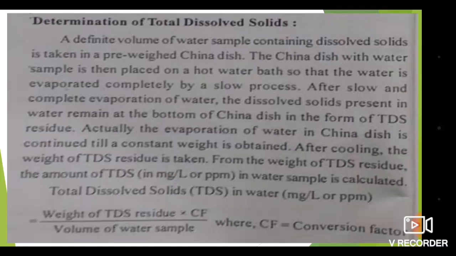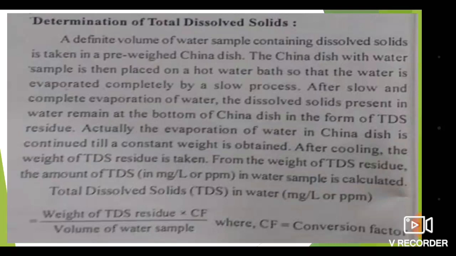So how to determine total dissolved solids? It is a simple method. Take a water sample in which we are going to measure the total dissolved solids. The china dish is pre-weighed; take its weight before taking the water sample into it. Then the china dish with the water sample is placed on a hot water bath so that the water is evaporated completely by a slow process.